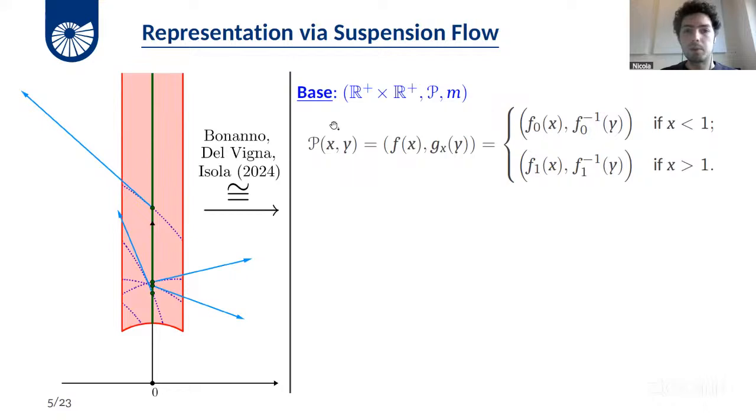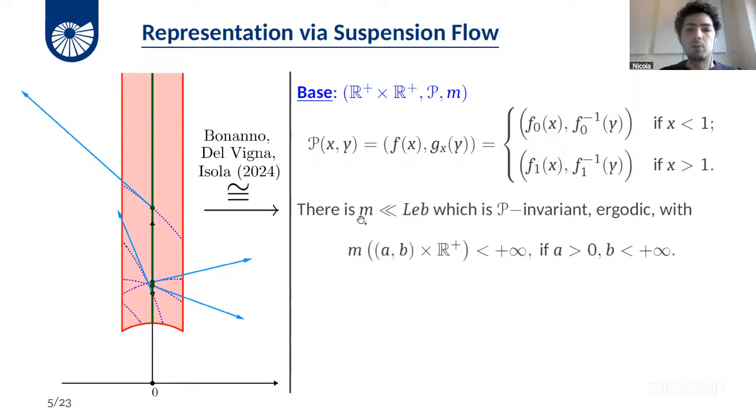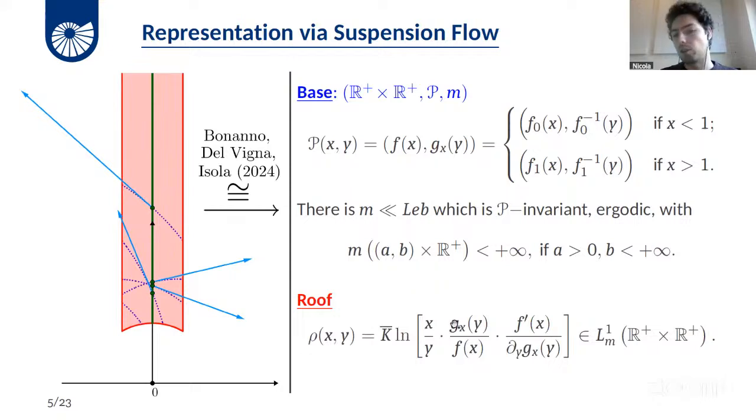So we have a base map, P, acting on couples of real positive numbers as a skew product with two branches defined by this F0 and F1, basically. We have a measure M, which is preserved by P. It's ergodic, and in this case, it is infinite, but it gives finite measure to all the vertical fibers, the vertical stripes, which are away from the vertical axis, and in the first component, away from infinity. Finally, we have a roof function, rho, which has this logarithmic expression, which involves the components of the map P and their derivatives. Note in particular that this roof function has finite integral with respect to M.